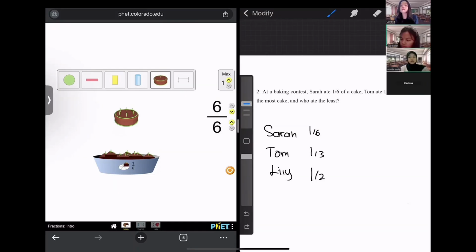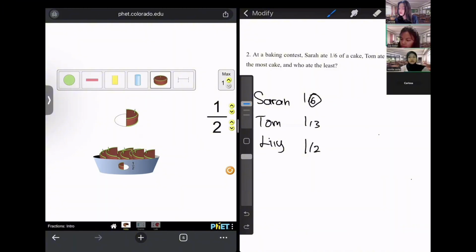Okay, so we have Sarah. She ate 1 slice, and then we have Tom's portion. He eats 1 out of 3 slices of cake. And then we have Lily's portion, to eat 1. So she is left with 1/2.